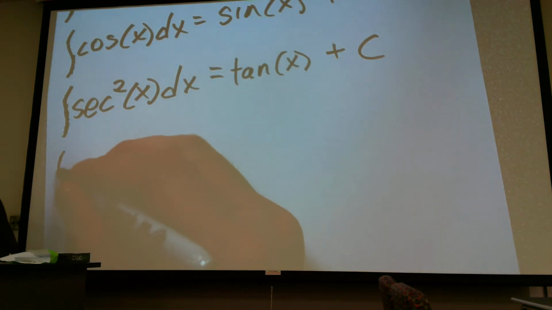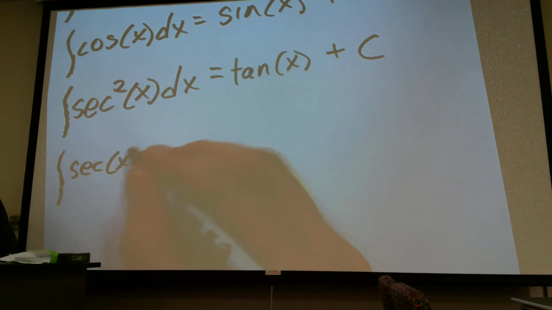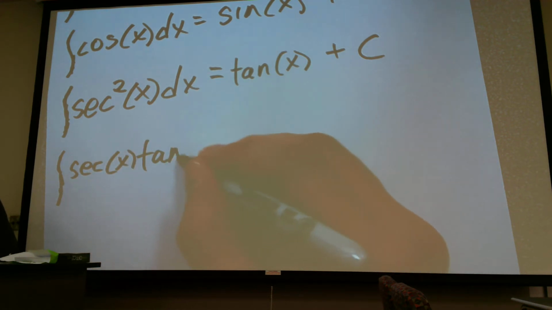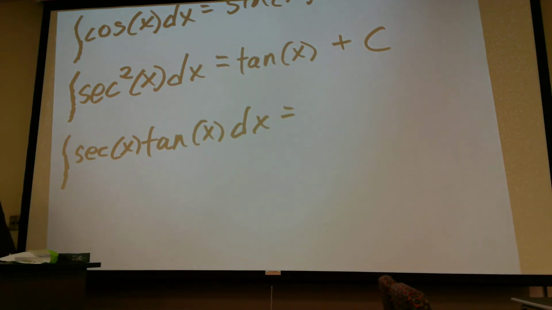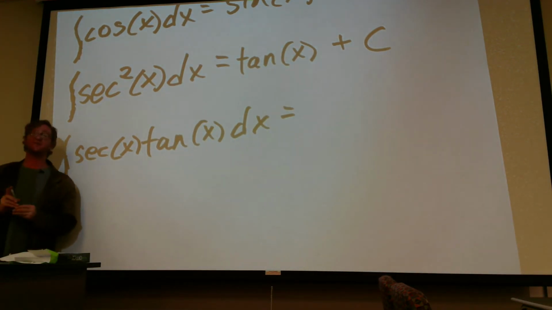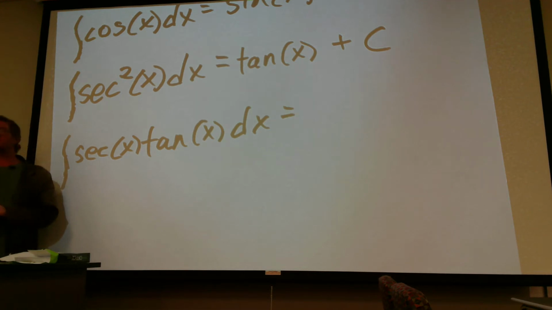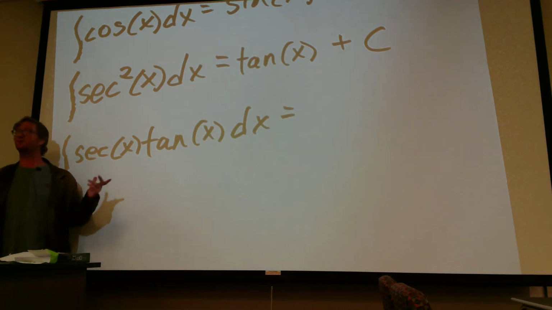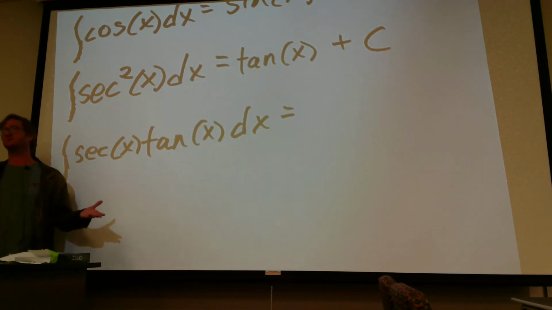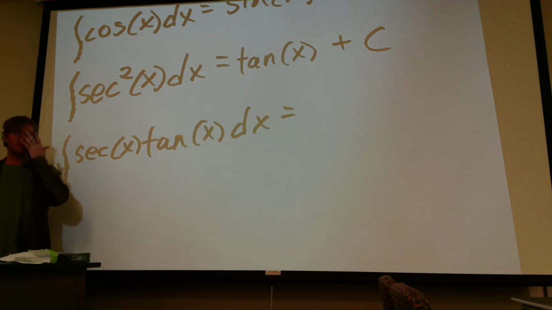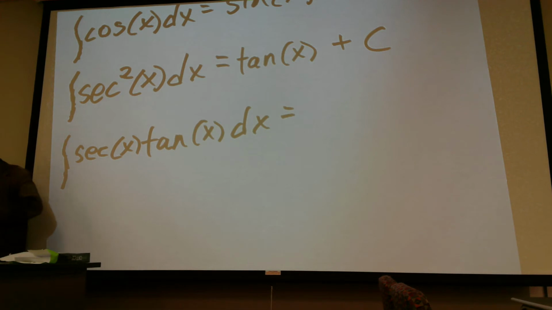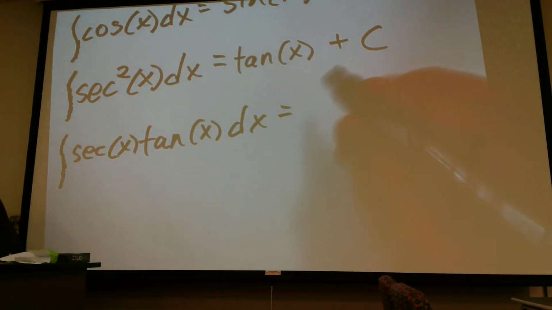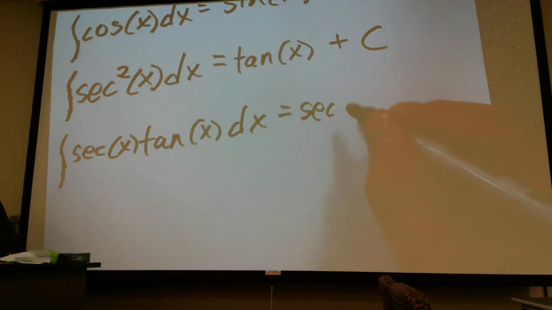All right, so let's talk about the integral of secant x tangent x with respect to x. So the question you have to ask yourself is, if I took a derivative of something, what would produce secant tangent? Okay? Well, the derivative of secant is secant tangent. So the antiderivative of secant tangent is secant.